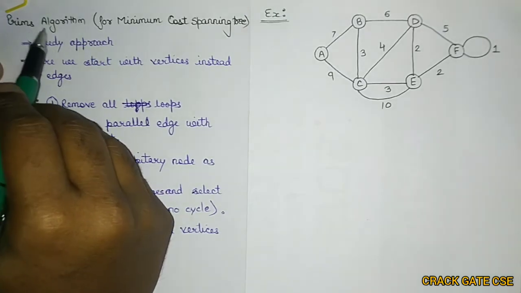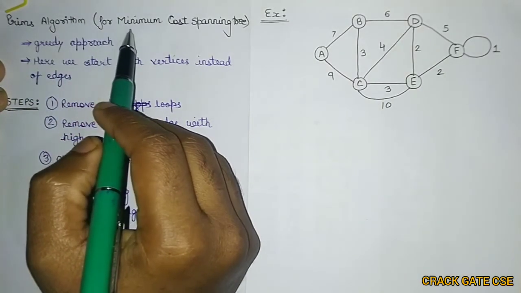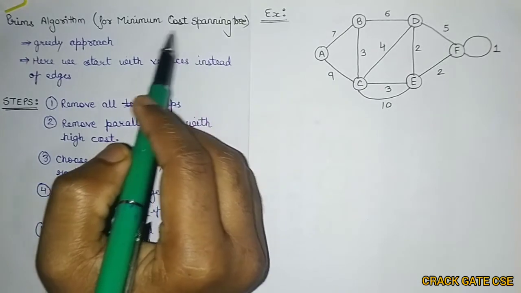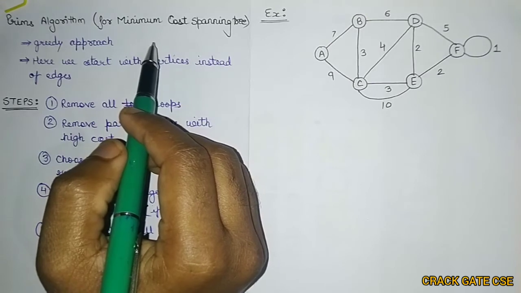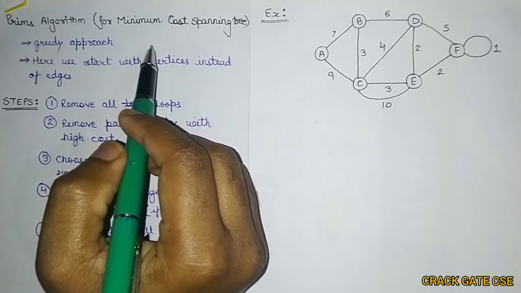So Prim's algorithm is a greedy approach, and it is used to find the minimum cost spanning tree, or we can say the minimum spanning tree. The condition is that the graph has to be undirected and weighted. That means there does not need to be any directions, and the graph has to be weighted. That means all the edges should have a weight associated with them.